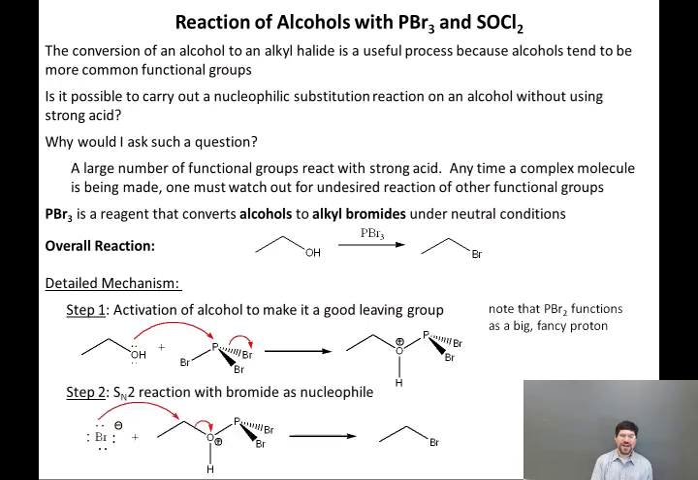Okay, so now once we've done this, we have generated bromide as a nucleophile, and it will come in and carry out the SN2 reaction on the primary carbon, and you now kick out PBr2OH as the leaving group.